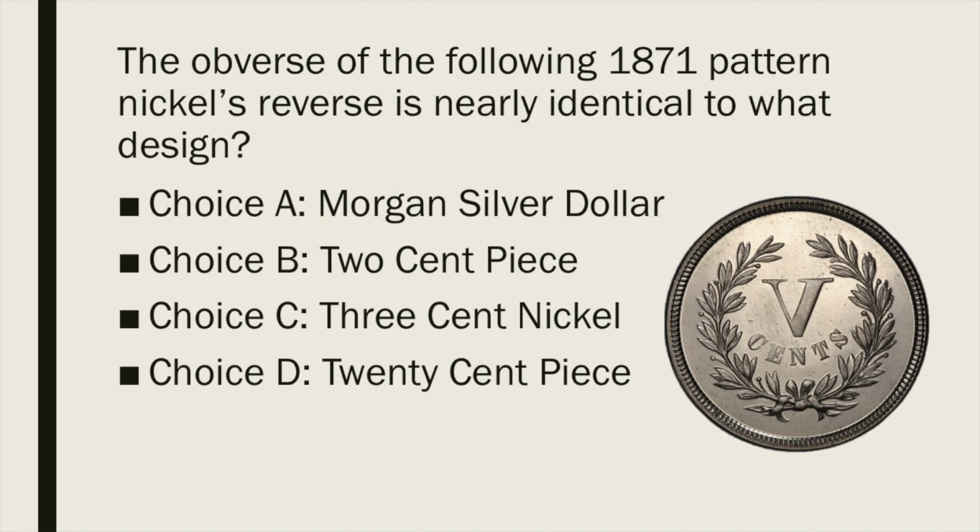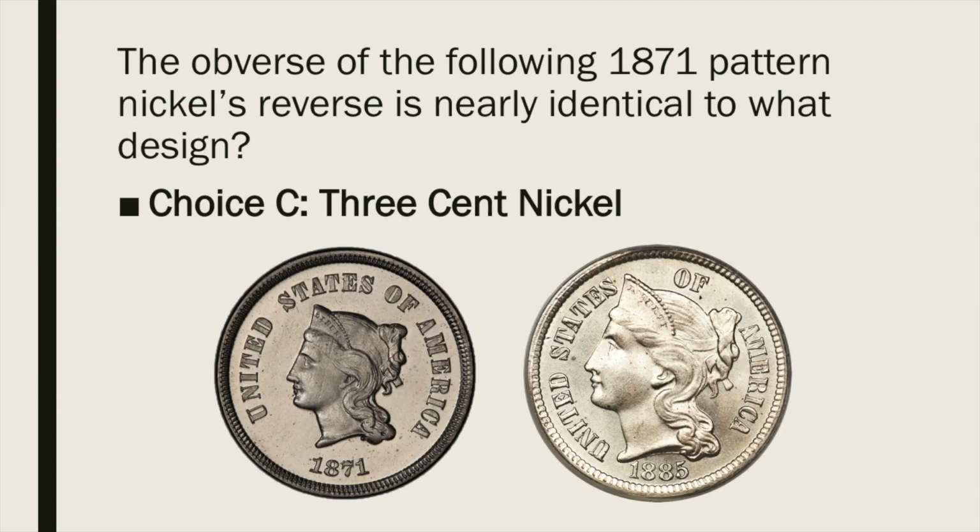And it's time for our last question, something that I think is cool. The reverse of the following 1871 pattern nickel is nearly identical to what design in terms of the obverse? So it shares a pretty similar obverse to one of these following coins. Choice A is the Morgan silver dollar, choice B is the 2-cent piece, choice C is the 3-cent nickel, and choice D is the 20-cent piece. So all very different obverses. Our answer being the 3-cent nickel. Here's the pattern coin from 1871, really cool coin, and here's the 1885 3-cent nickel, what I think is also a very interesting design.